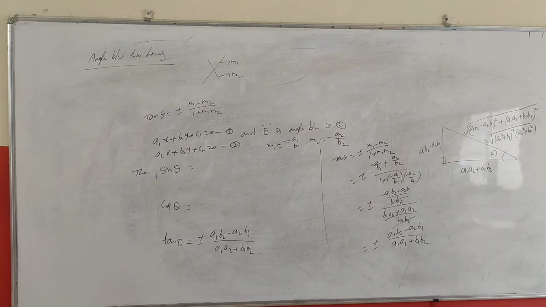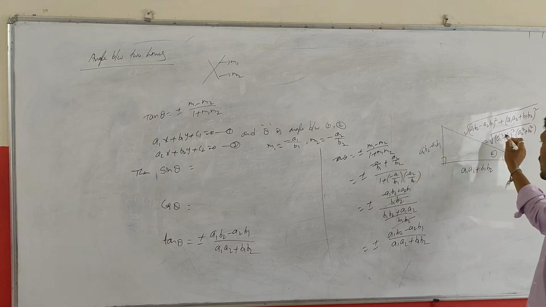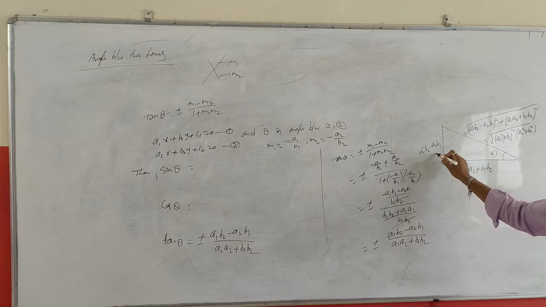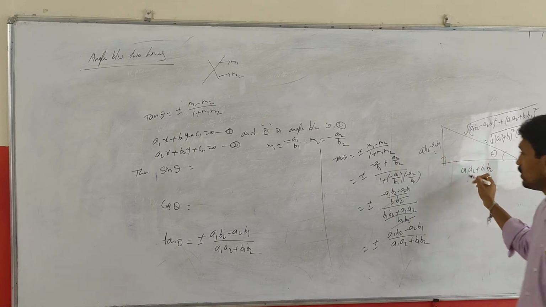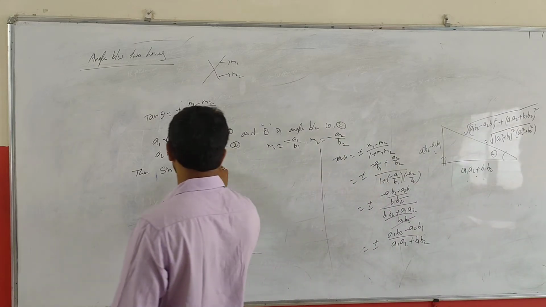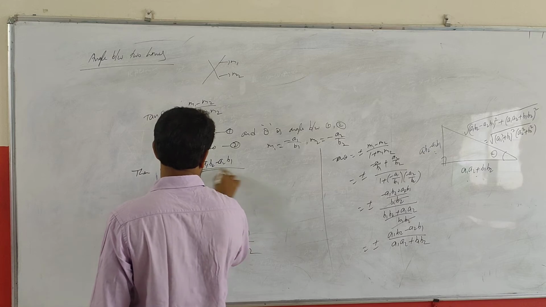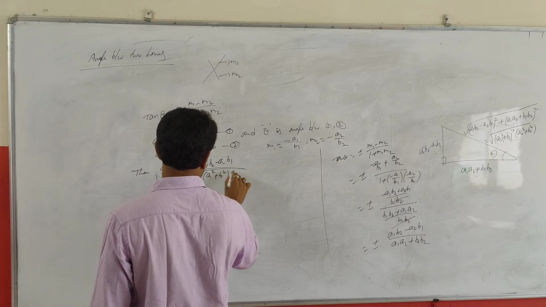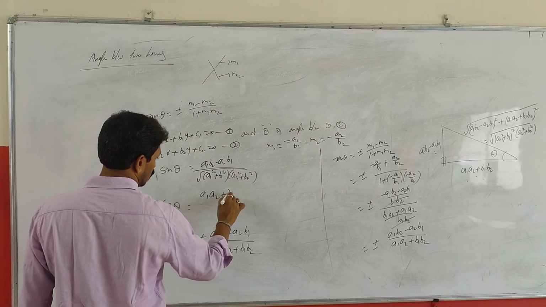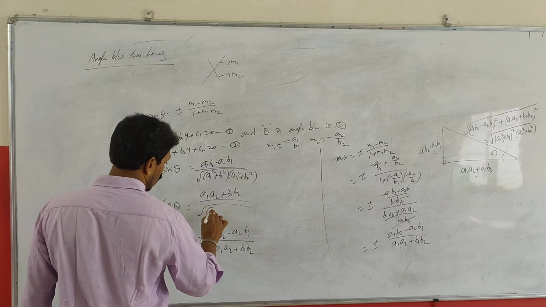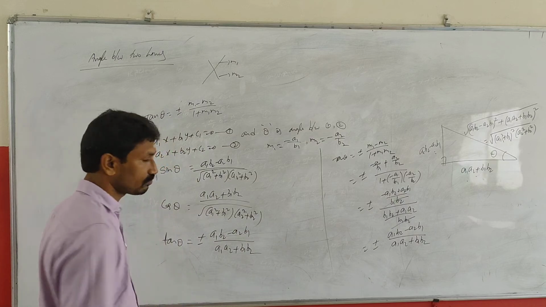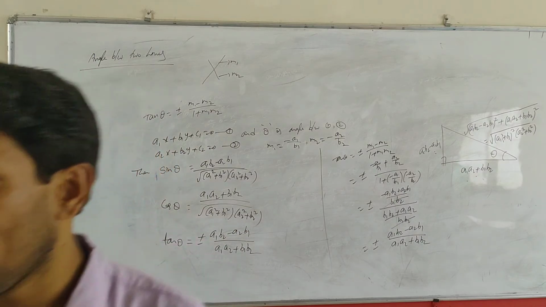The formula is important. What is sin theta? Opposite side by hypotenuse. Tan theta is opposite side by adjacent side. Cos theta means adjacent side by hypotenuse. Then what can you write here? Sin theta is a1 b2 minus a2 b1 by root over (a1 square plus b1 square)(a2 square plus b2 square). Cos theta is a1 a2 plus b1 b2 by root over (a1 square plus b1 square)(a2 square plus b2 square). This is the formula to find the angle between two lines.